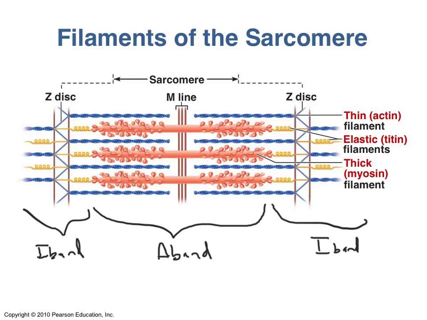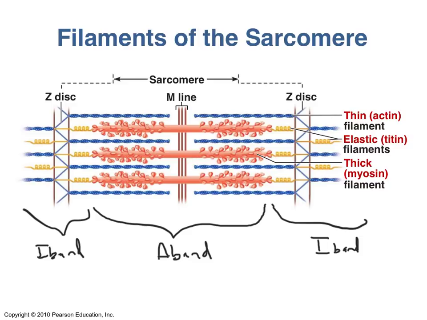The main molecules that we're interested in, the main proteins that we're interested in when it comes to understanding how muscles contract, are the actin filaments, referred to as the thin filaments, and the myosin filaments, referred to as the thick filaments. Thin filaments are polymers of the protein actin, and they're referred to as thin filaments because they're narrower in diameter. The thick filaments are polymers of the protein myosin, and they're referred to as thick filaments because they're actually thicker in diameter.